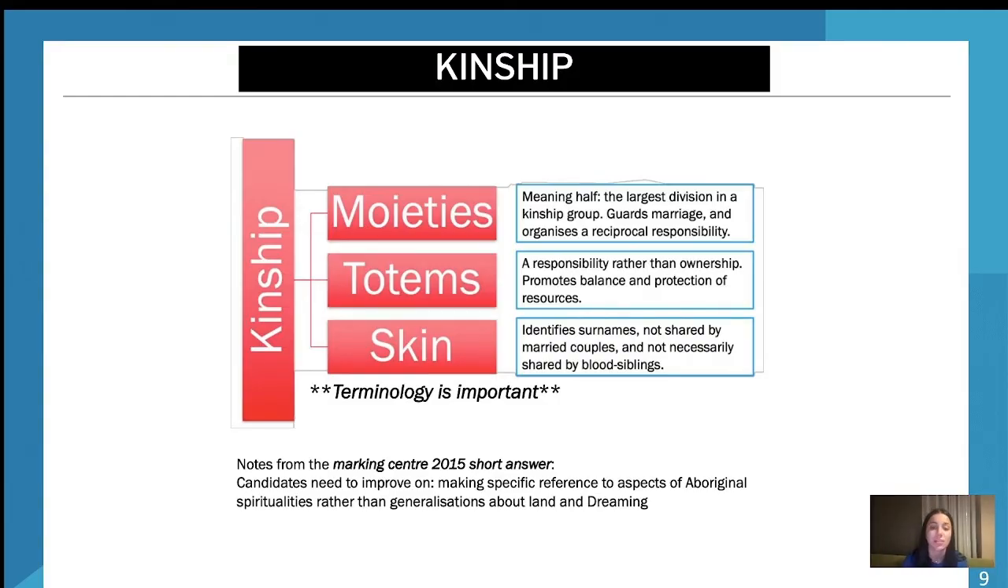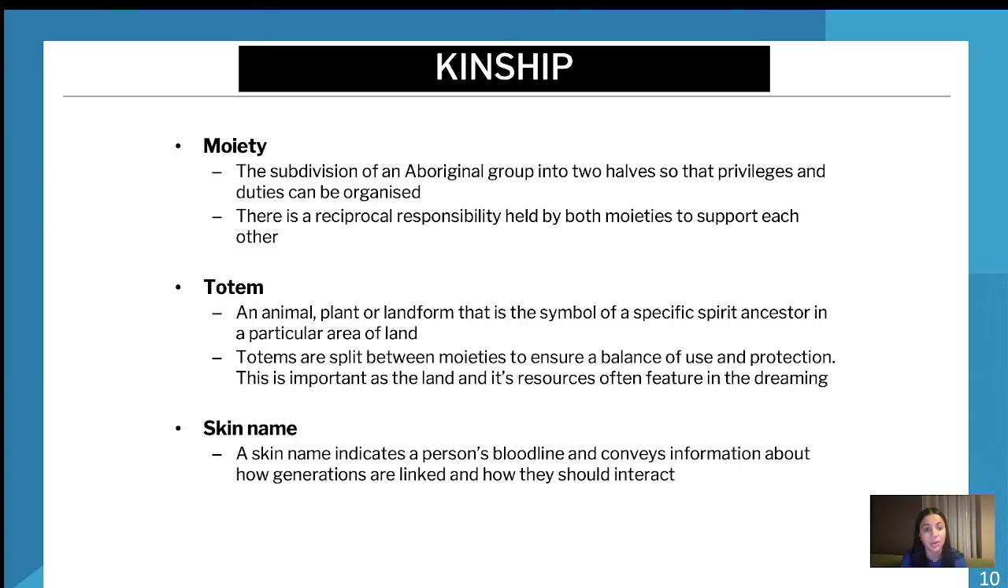It is so important to have that sentence about the inextricable connection, but you want to then prove that with the specific references, which you can talk about through totems and skin, and then an example of a totem and what a totem actually is, just as an example. So that's where terminology becomes important, and where you can show your marker that you don't just have really general knowledge, you know it in better detail.